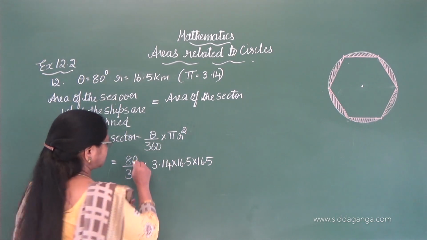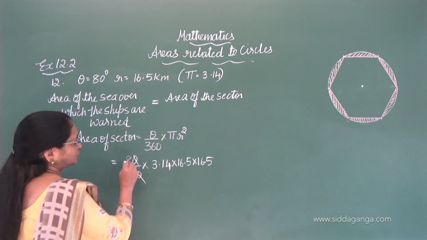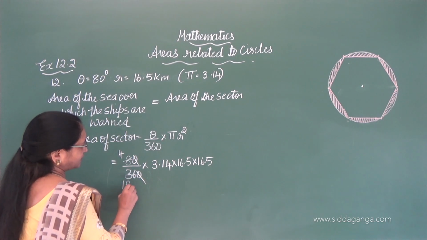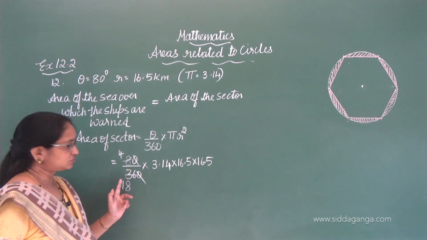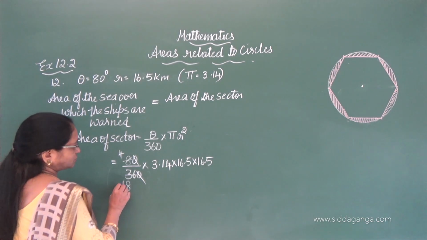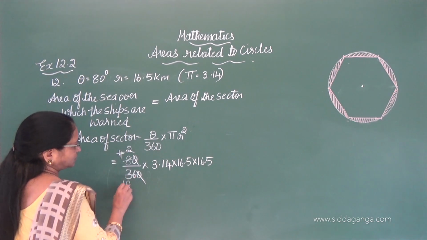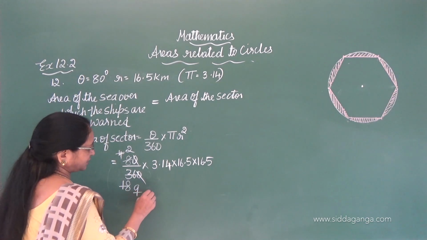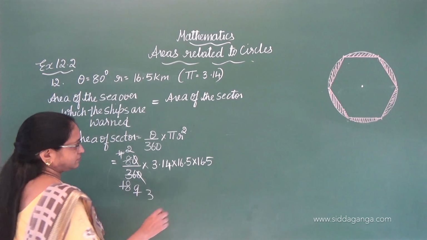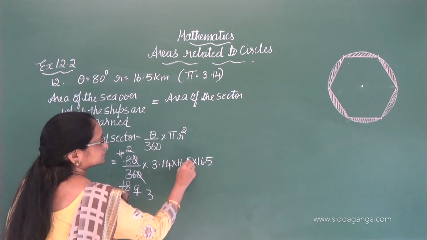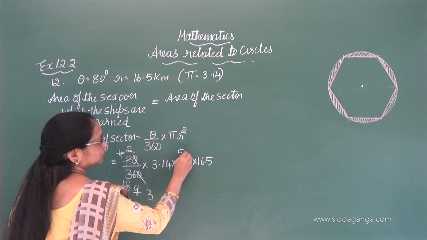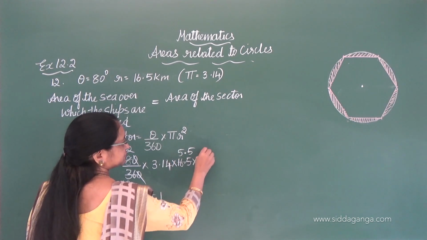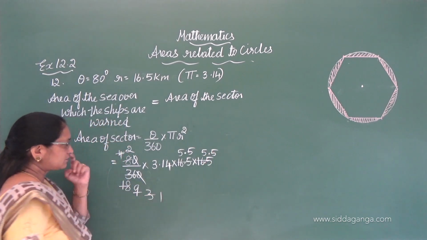Okay, first let us multiply. 2 4s are 8, 2 1s are 2, correct? Next, 2 2s are 4, 2 9s are 18. Okay, then 3 3s are 9, then here 3 5s are 15. Again 3 1s are 3, 3 5s are 15.